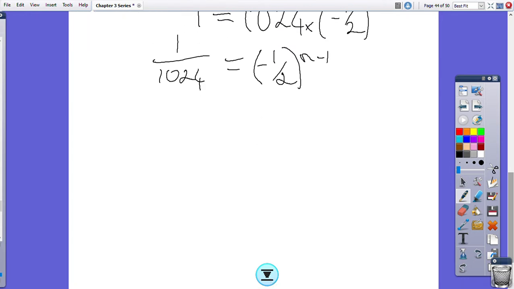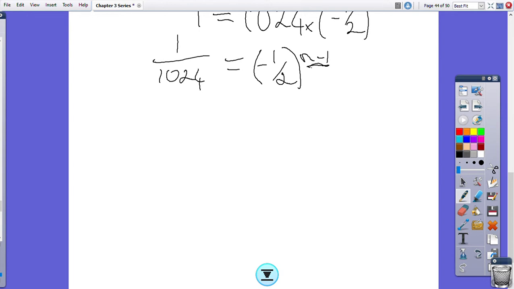I'm just clearing some space to do some writing, but I just want to show you something here. We've got on the left-hand side a positive number. On the right-hand side, we've got that minus a half. Now, the only way that we are going to be able to raise that minus a half to a positive number is if this power here, the n minus 1, is even. It has to be even, that n minus 1, for that to happen.